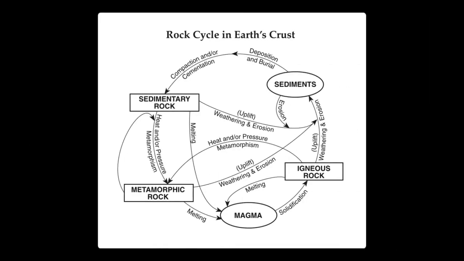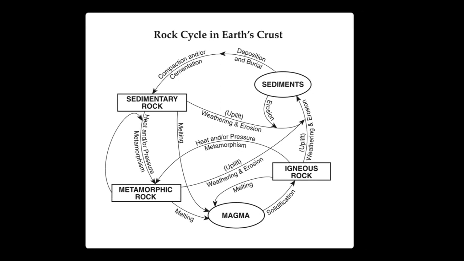Okay, let's take a quick look at the rock cycle. Here's a diagram showing the rock cycle in the Earth's crust. This particular diagram can be found in the New York State Earth Science reference tables. What it shows are the different types of rocks and how they can change over time. Let's go through a quick example.